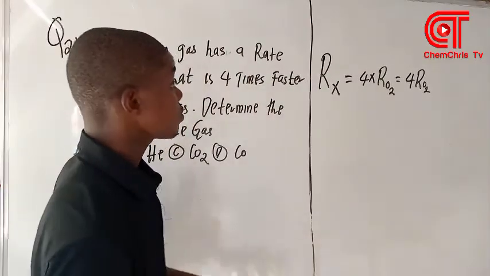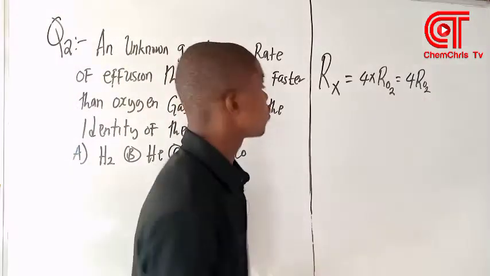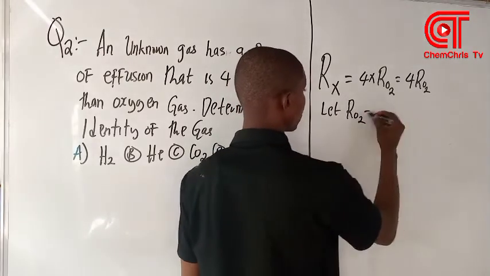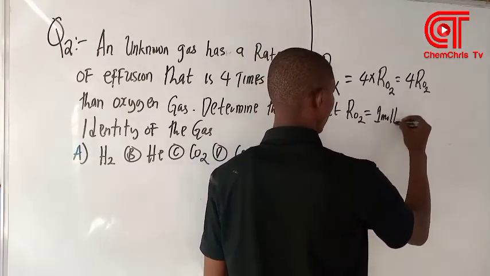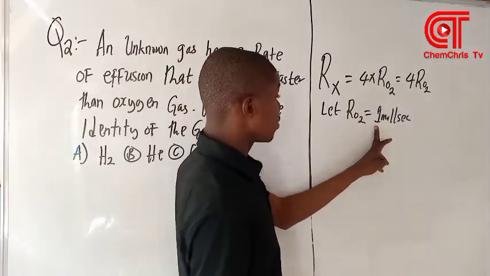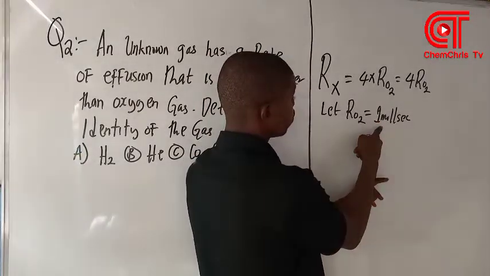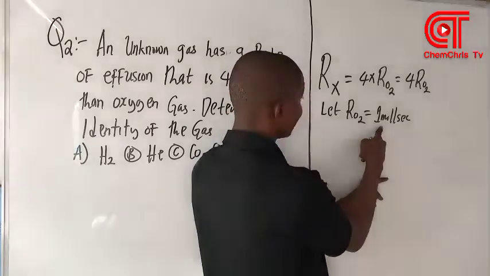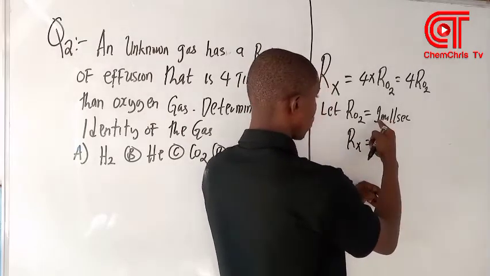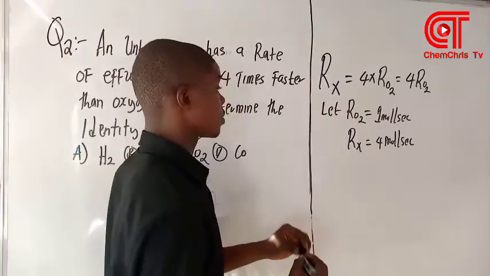Now, if you look at the question very well, the rate of oxygen gas was not given to us. So let the rate of diffusion of oxygen gas equal 1 mole per second. You could pick 2 or 3, but let us pick 1 here. If the rate of diffusion of oxygen gas is 1, then the rate of the unknown gas is 4 times 1, which is 4 mole per second.